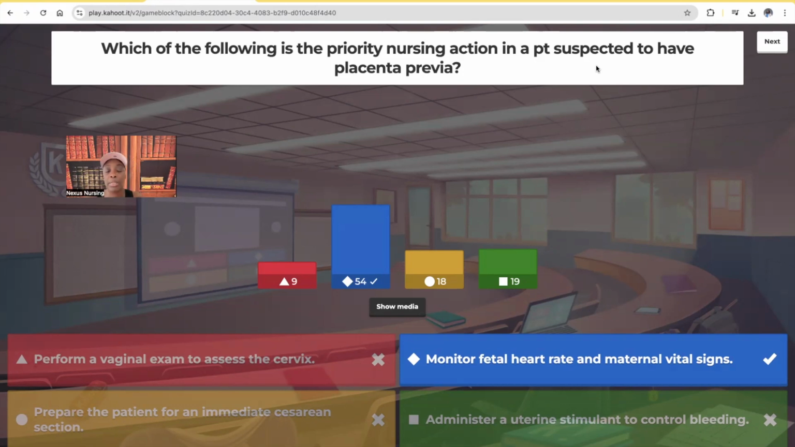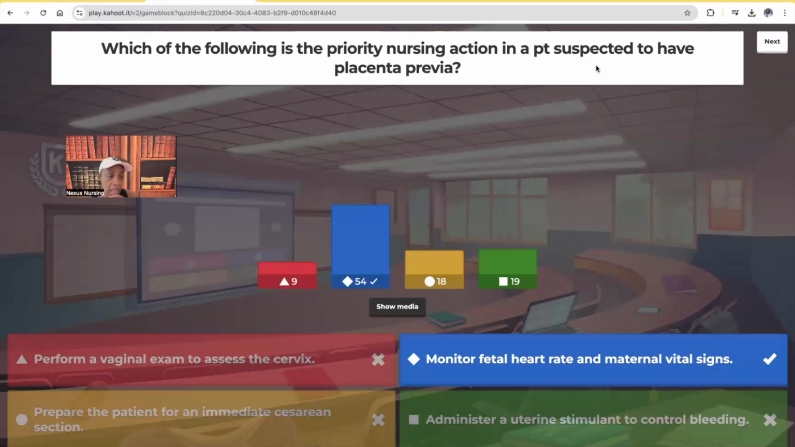Now let's talk about this placenta previa. This is where the placenta is implanted in the lower portion of the uterine wall. It's either completely covering or partially covering the cervical os. All right. This puts the patient at risk for what? Bleeding. God forbid we have any dilation going on.